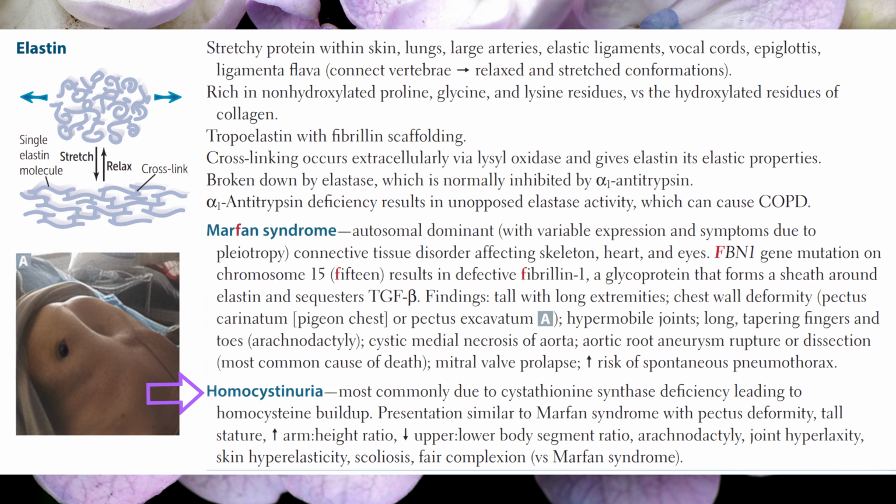Marfan syndrome, autosomal dominant, with normal intelligence. Aortic root dilatation, lens dislocation is upward and temporal. Marfan fans out. Homocystinuria, autosomal recessive, with decreased intelligence. Vascular complication is thrombosis. Lens dislocation is downward and nasal.